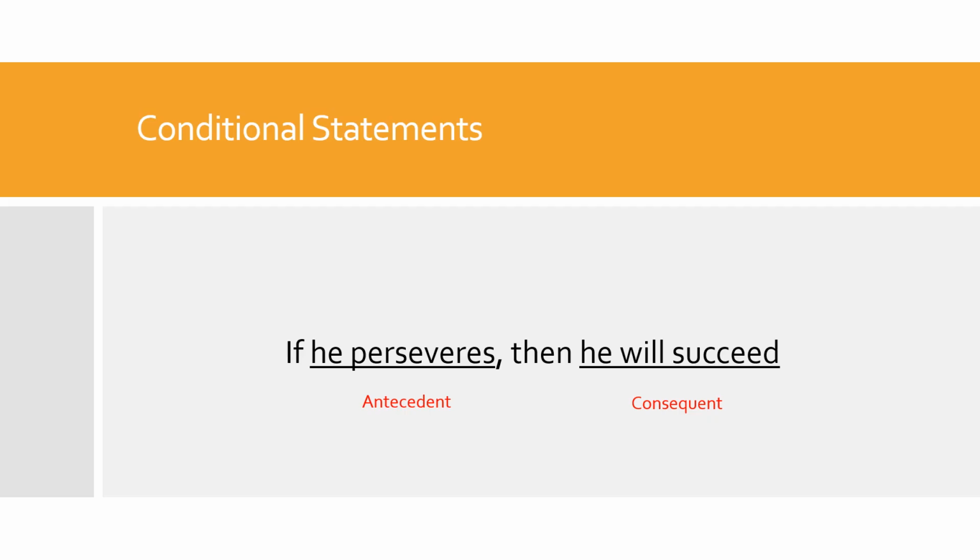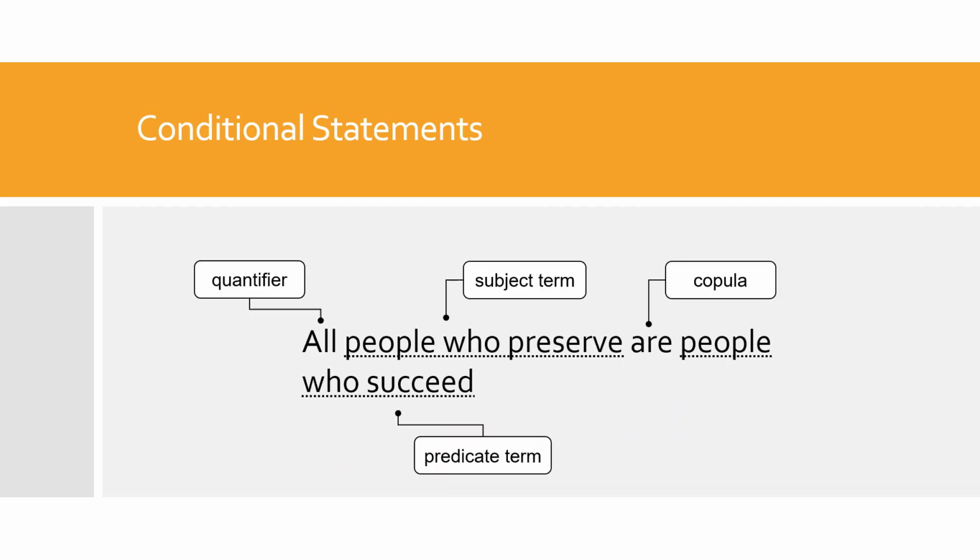And once we have this, we know what our terms have to be. The antecedent then becomes our subject term, the consequent becomes our predicate term, and we simply need a universal to translate. The result is all people who persevere are people who succeed.